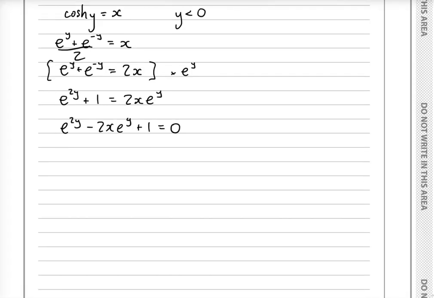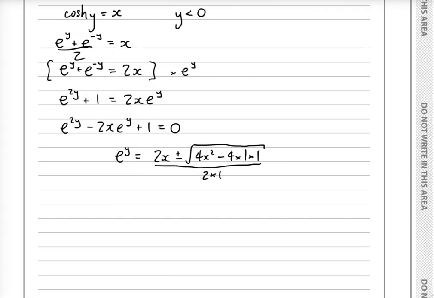X equals is what I would normally write, but here the x in that sense is e to the y, and that equals minus b, which is 2x, plus or minus the square root of b squared, so that's 4x squared, minus 4 times a times c, all divided by 2 lots of a.